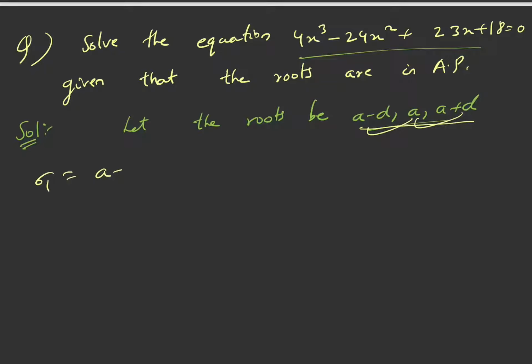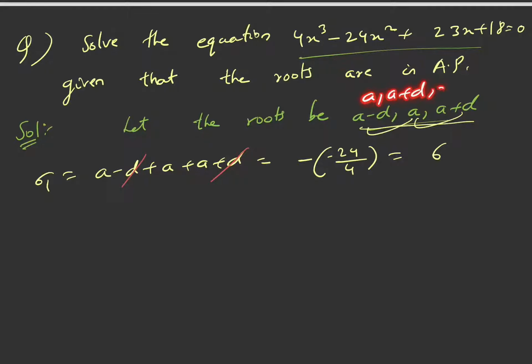So now what is the sum of the roots? Sigma 1, that is a minus d plus a plus d. This is minus of minus 24 divided by 4, so this is 6, right? Now you see the advantage of considering roots in this way. Here d gets cancelled, right? You can also take the roots as a, a plus d and a plus 2d. Still you will get the answer. But you see, the advantage here is that d gets cancelled easily. Now you simply have 3a is equal to 6. This means that a is equal to 2. Fine. So a is equal to 2.